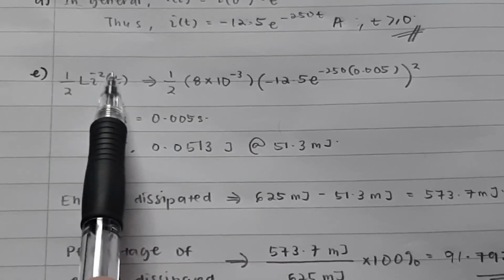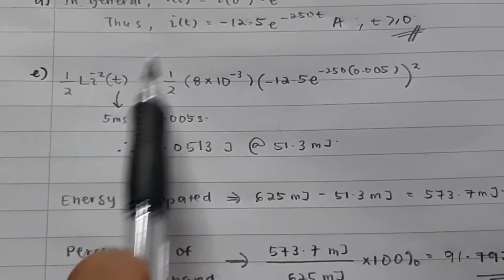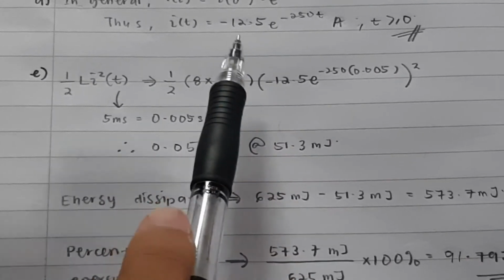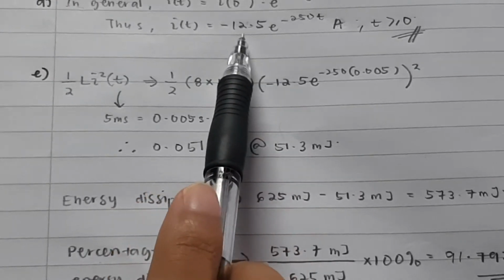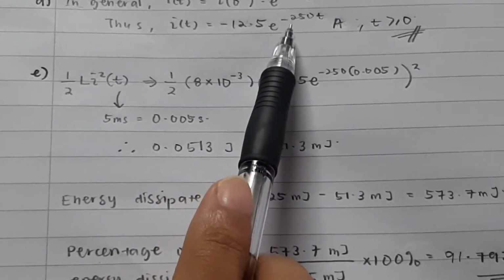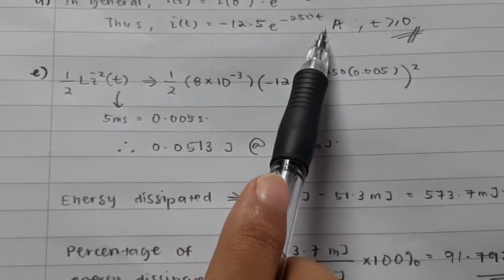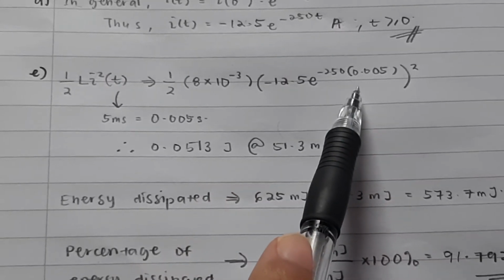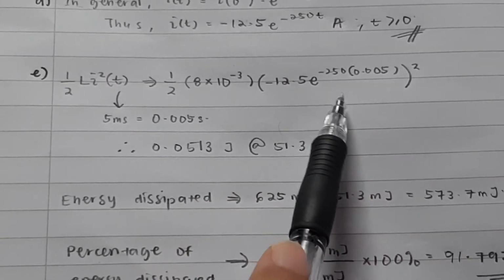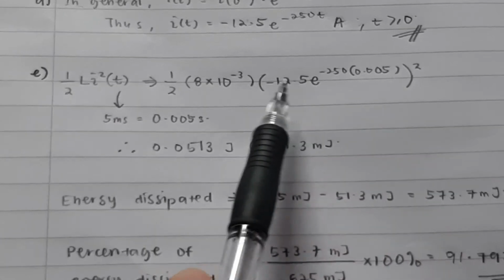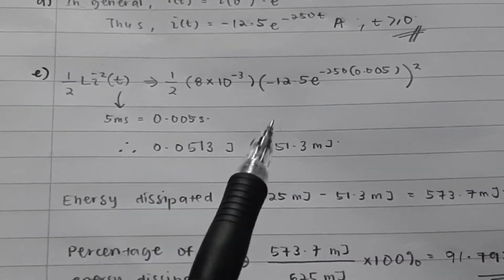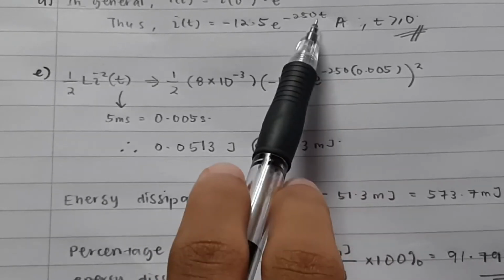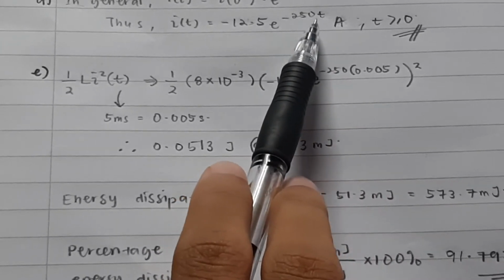And then what is I? We get it from earlier, this one, negative 12.5 e to the power of negative 250t. So just put back the formula into here, to the power of 2. And then we get this, before this, the earlier formula is negative 250t.